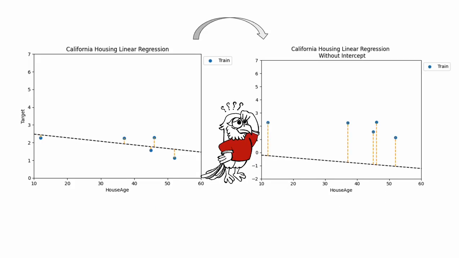But is it the best way to do it? Pause the video and think for a couple of seconds here. To correctly find the best line without the intercept, we would need to again solve the normal equation with some changes in our training data.